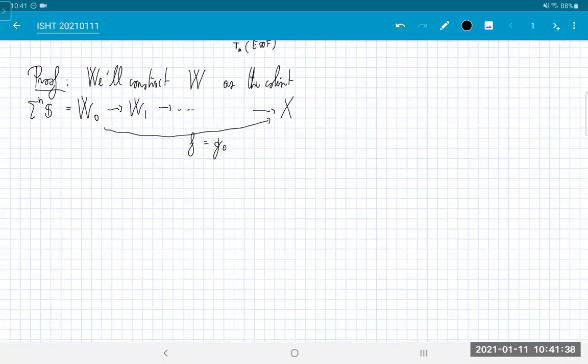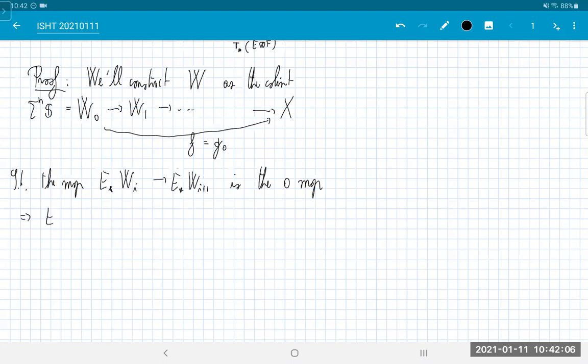Sorry, we will construct it so that the map E star WI goes to E star WI plus one is the zero map. Because then this implies that E star of W is the colimit over I of E star WI, which is zero. I'm thinking of a colimit of a bunch of stuff, which is probably non-zero. It's probably huge or whatever, but the transition maps are always the zero maps.